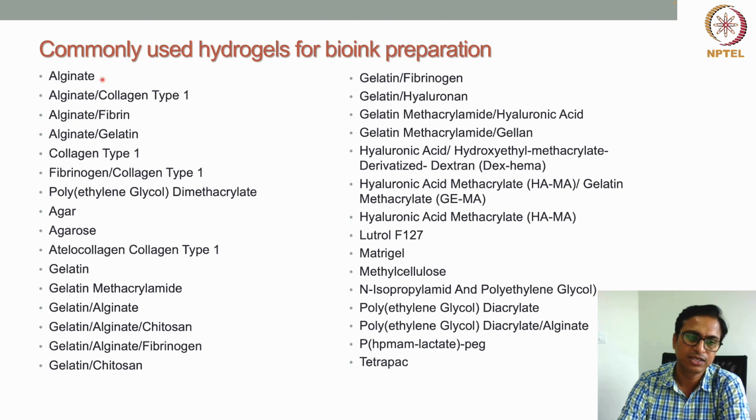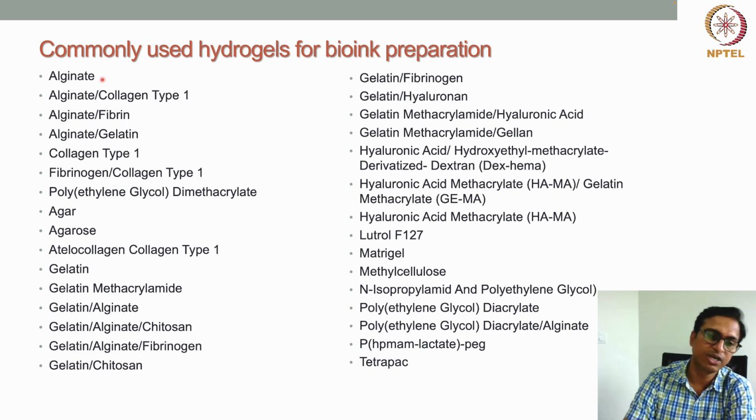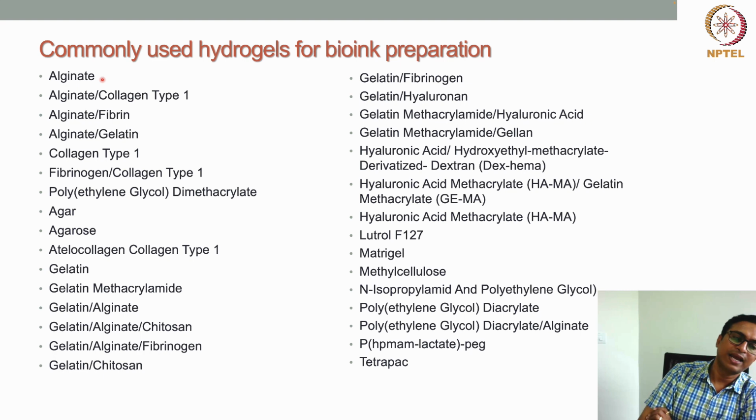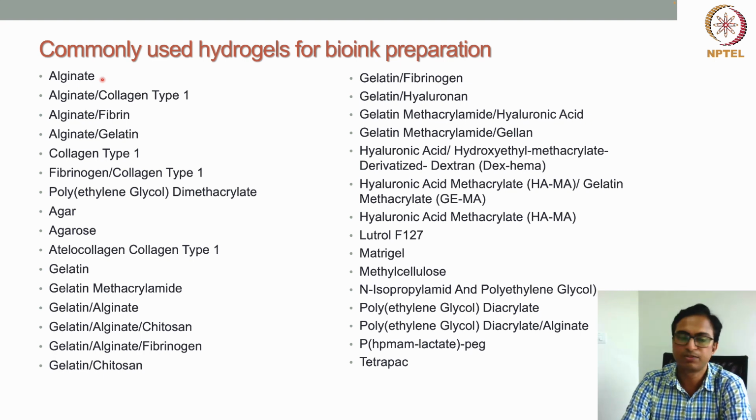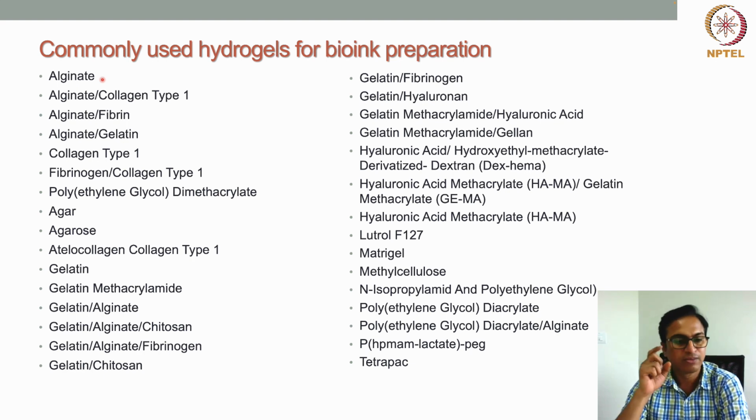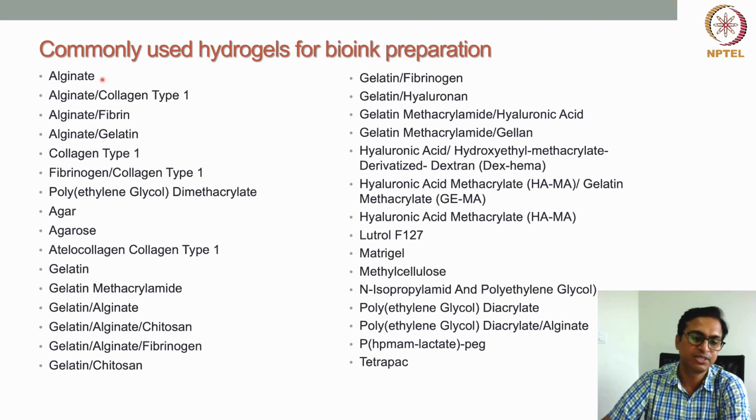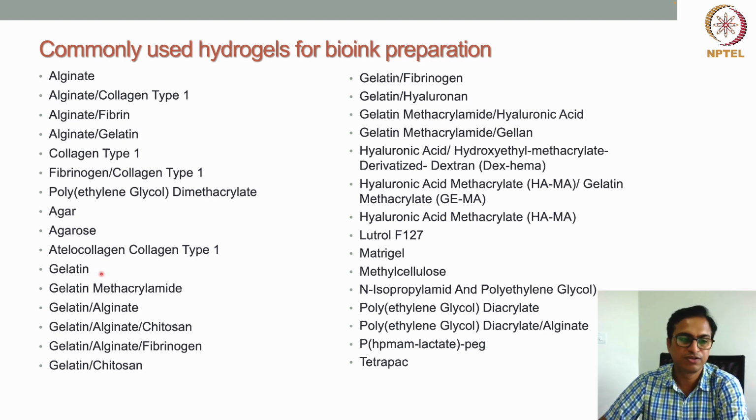Agar is another material that has been used as a bioink material. Agarose has also been used as a biomaterial, as a material for bioink preparation. Atelocollagen type 1 is also used as a biomaterial bioink. Similarly, gelatin has also been a popular bioink because gelatin is inexpensive. It is the denatured form of collagen, and it can be very well prepared from different sources. So gelatin is also a very popular material.